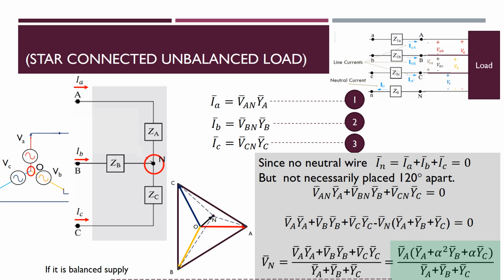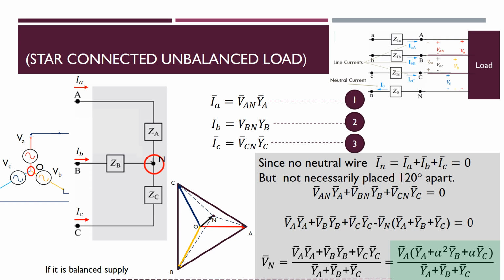Now here we will see the star connected unbalanced load. You can write the equations: IA is equal to VAN times YA, IB is equal to VBN times YB, and IC is equal to VCN times YC, normally using Ohm's law. Here YA, YB, YC are the admittances of phases A, B, C respectively of that load.